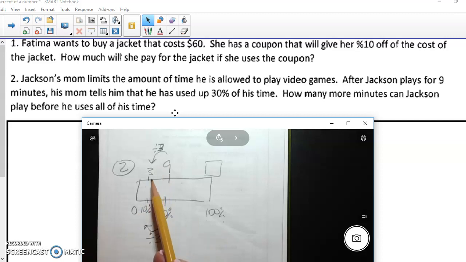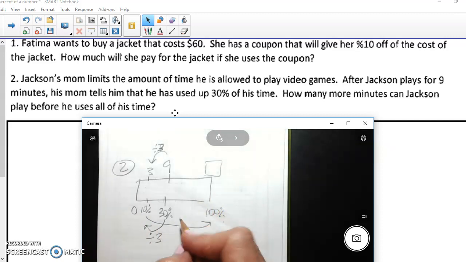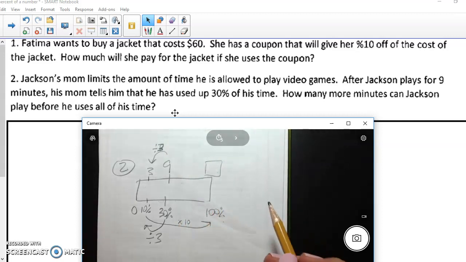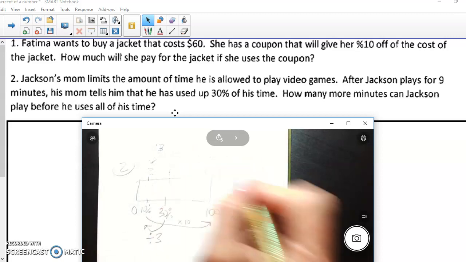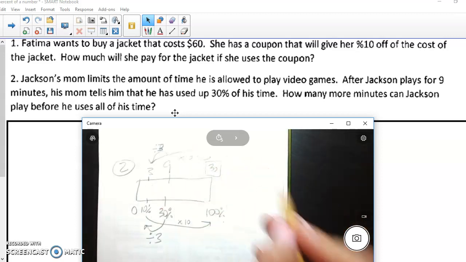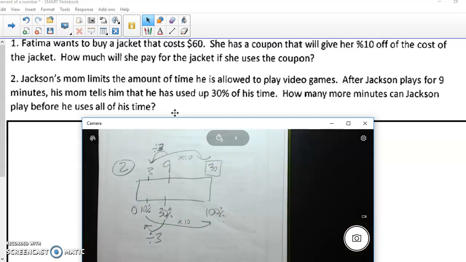So I know that 10% of his time is 3 minutes. 30% of his time is 9 minutes. So now what I want to do is look and see, well, how do I get from 10% to 100%? I think if I could just multiply by 10. Well, let's do the same thing here. 3 times 10 is 30. So he gets 30 minutes to play on his video games.